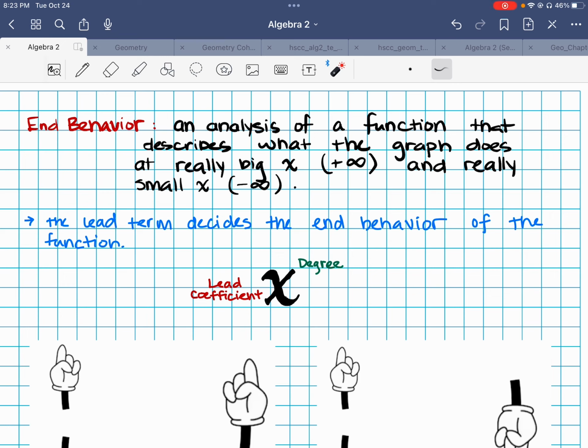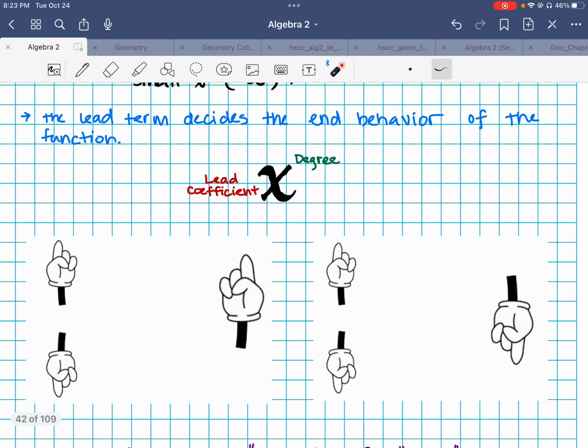Now, the most important thing to remember here is that the lead term is going to decide the end behavior. It's going to tell us everything we need to know about end behavior. The lead term is going to have two things going on with it. It's going to have the lead coefficient, which can either be positive or negative, and then it's going to have a degree, which can be odd or even. So one more time, we're looking for the lead coefficient to be either positive or negative. And then for the degree of the polynomial, we care whether it's even or odd. Those are the two things we care about.